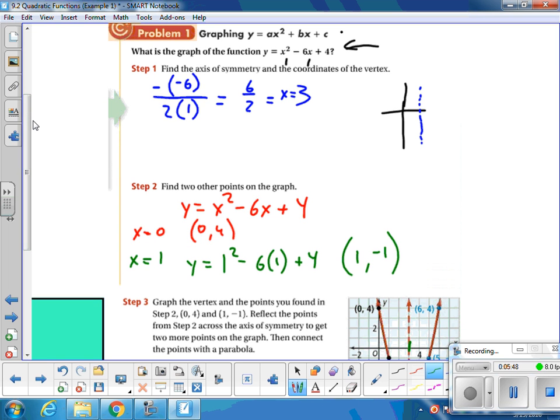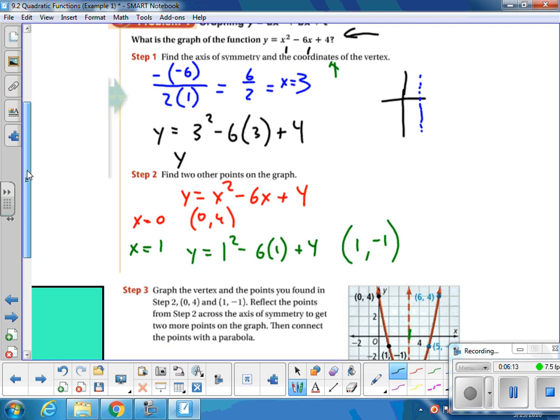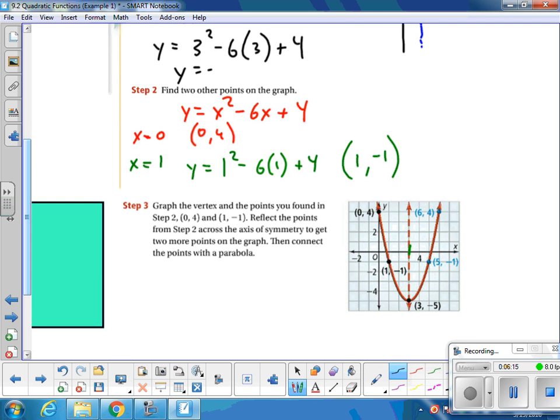In fact, let's go ahead and do that. Find the coordinates of the vertex. We can do that by plugging this in. So if x is 3, I'm trying to find y when x is 3. So 3 squared minus 6 times 3 plus 4. Because if x is 3, y is going to end up being negative 5. And that gives us the coordinate of our vertex, 3, negative 5.